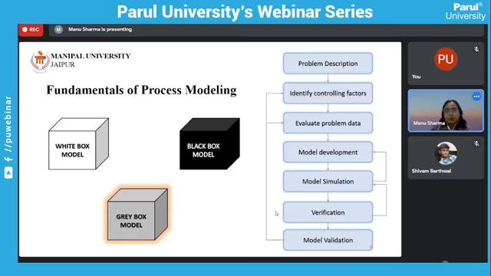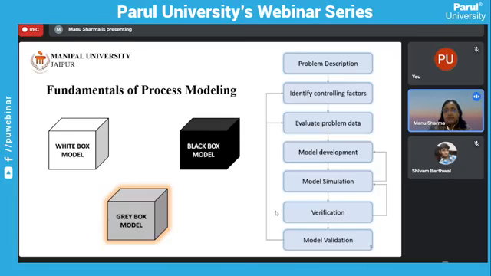First thing is problem description. We should be aware for which problem or which process we are developing the model. What are the controlling factors involved? Then we evaluate the problem data. We do some brainstorming: what is the problem, and how can we approach it? After we have identified the different variables involved, and what equations we can develop, then we start the process of model development.